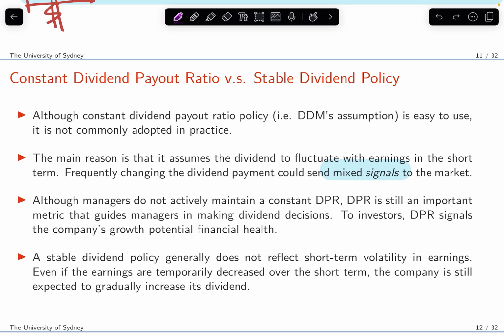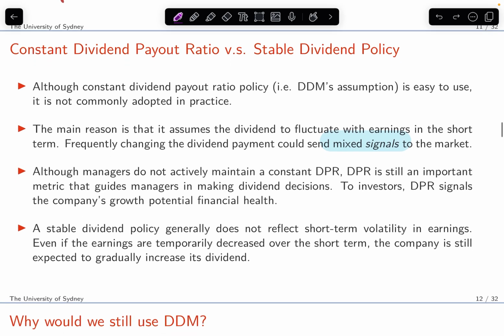So although managers do not actively maintain a constant DPR, the dividend payout ratio is still an important metric that guides managers in making dividend decisions. Once again, DPR is taken into consideration when analyzing it in relation to the return on equity and growth prospects, and seeing if changing the dividend strategy would affect shareholder value as a whole.